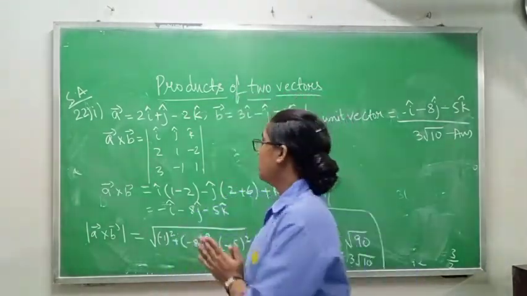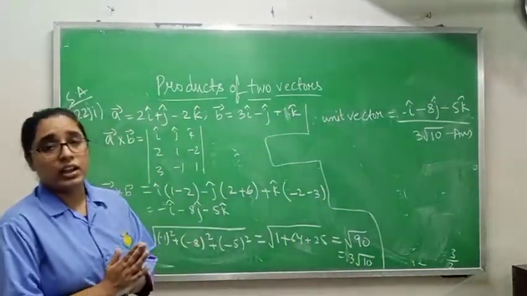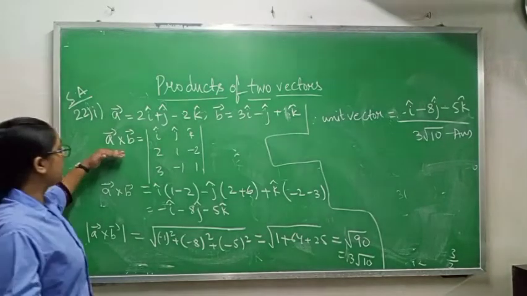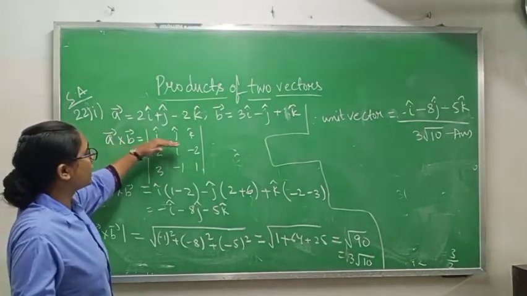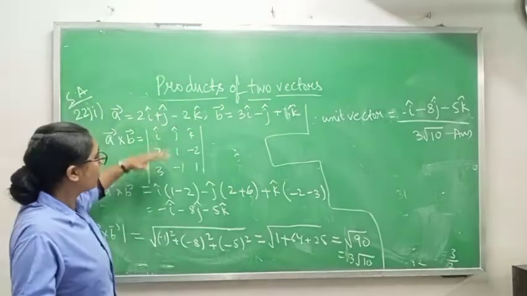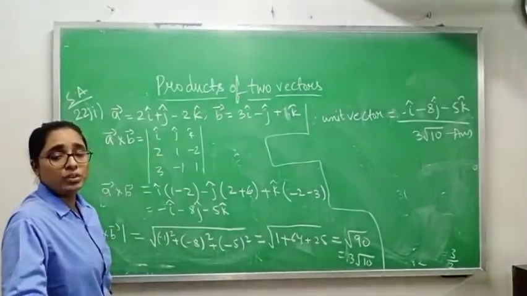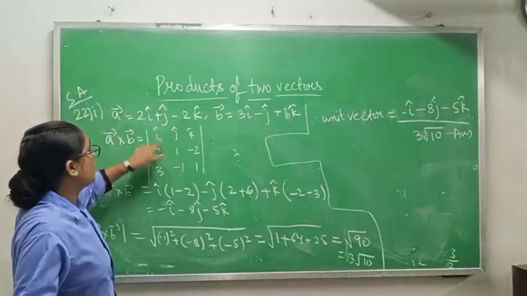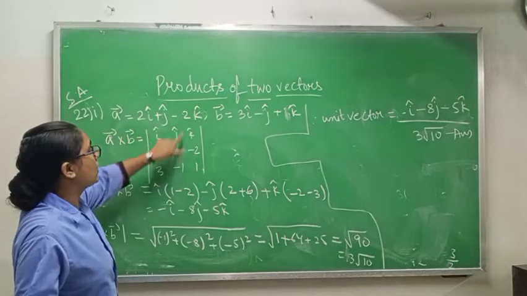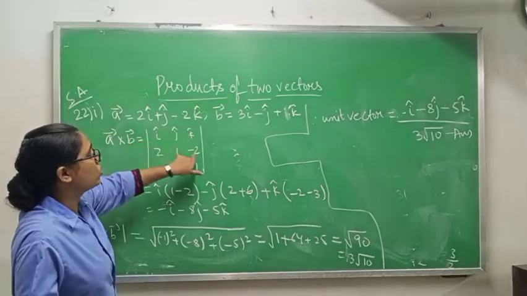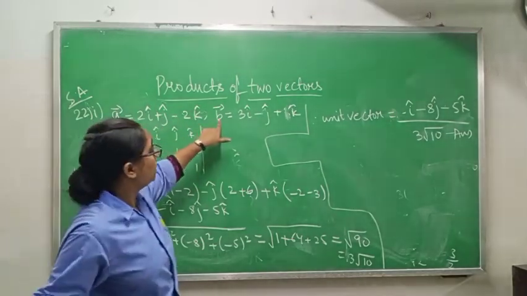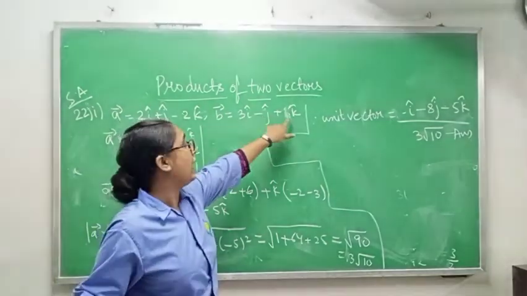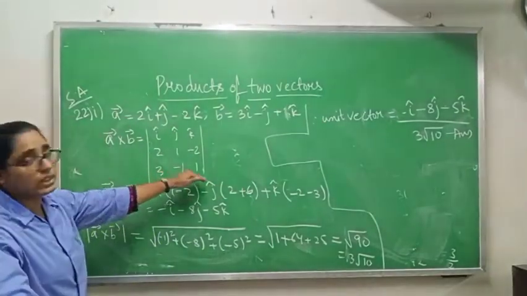At that time, how will we do it? First of all, you have to find a vector cross b vector. So for a vector cross b vector, you will write i cap, j cap, k cap first, and after that you will write the scalar components of i, j and k. So the i scalar component is 2, then the j scalar component is 1, and the k scalar component is -2. Now in b vector, the i scalar component is 3, then -1 for j, and k is 1, so 3, -1 and 1.